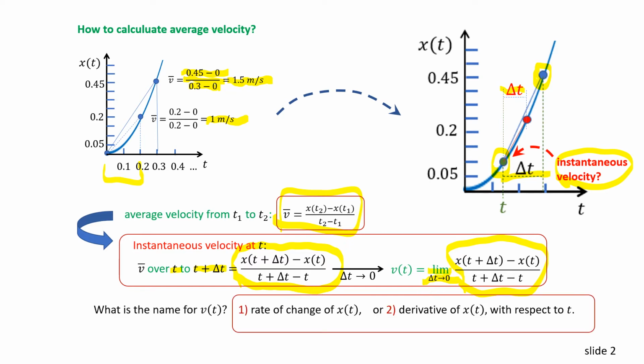Mathematicians like to be really very fancy and give very unique names to things. In physics, we know the instantaneous velocity as the rate of change of x of t, but in calc, we call the instantaneous velocity the derivative of x of t with respect to time t.